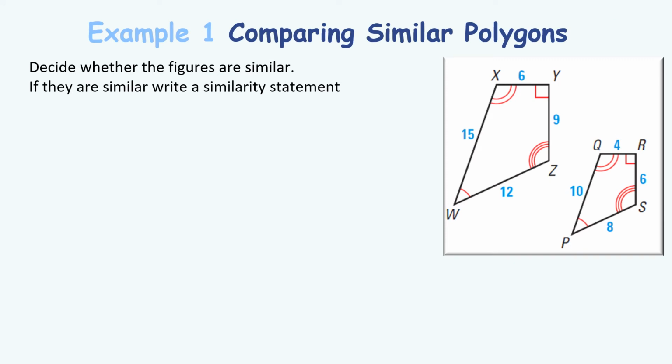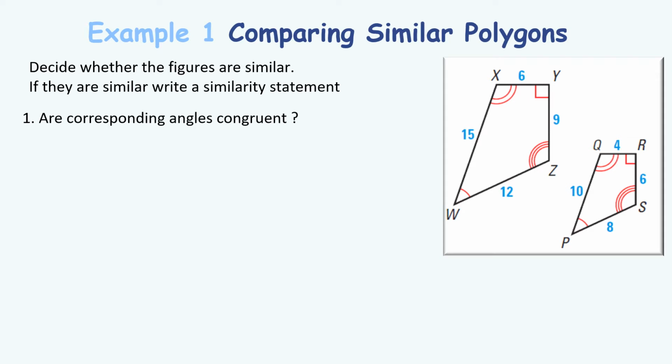Let's make an example where we can apply what we just saw. In this example, we're going to compare similar polygons, and we're going to decide whether the figures at the right are similar or not. If they are similar, we're going to write a similarity statement. So let's see the first question that we need to answer. Are corresponding angles congruent? So let's look at the figure at the right.